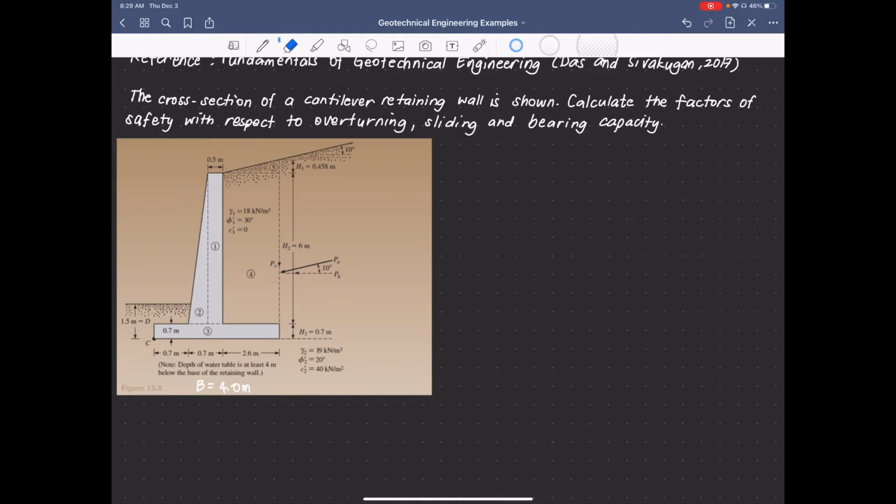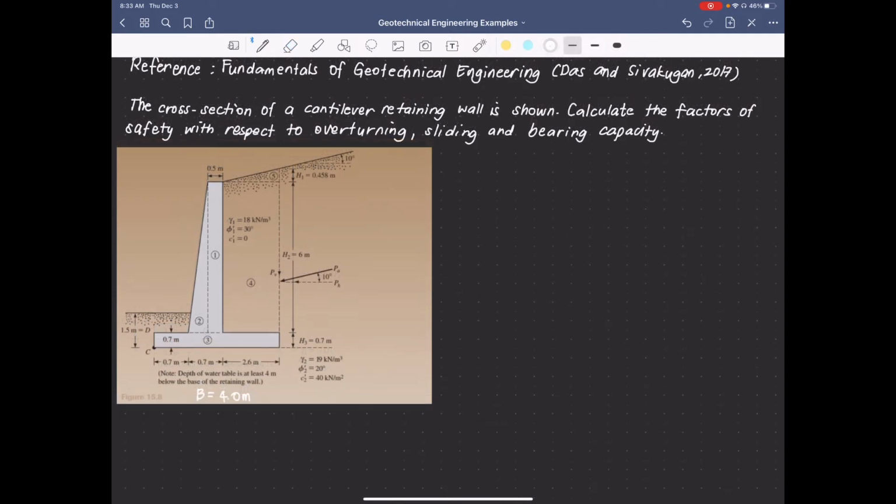Then the first thing that we need to do is to calculate the active force per unit length of the wall. Here we can consider the Rankine active force theory or the Coulomb force theory. But for this example, we'll be using the Rankine's theory. So the first thing that we need to do is to determine the active force per unit length of the wall.